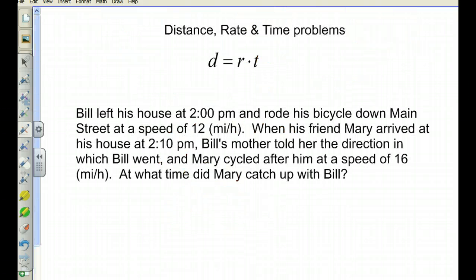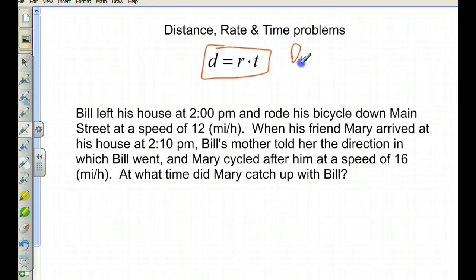And finally, one of the most common ones would be this distance, rate, time. You've maybe heard that formula before, possibly even in science class. But it's really common. So Bill left his house at 2, rode down Main Street at 12 miles per hour. Mary got to his house late. Bill had not waited for Mary. So Mary had to go extra fast and catch up to Bill. And finally does, because she's riding a lot faster than Bill is. So let's talk about Bill's distance equals rate times time.